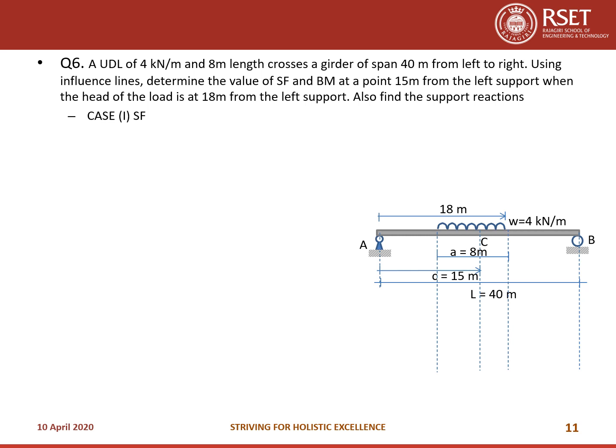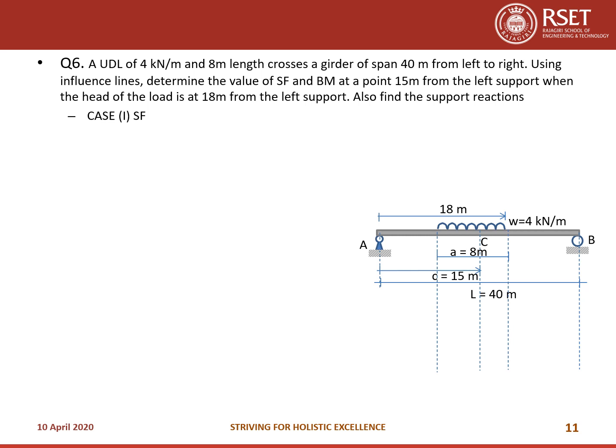Now, if a UDL of 4 kilonewton per meter and 8 meter length crosses a girder of span 40 meters from left to right, using influence line, determine the value of shear force and bending moment at a point 15 meters from the left support when the head of the load is at 18 meters from the left support. Also find the support reaction.